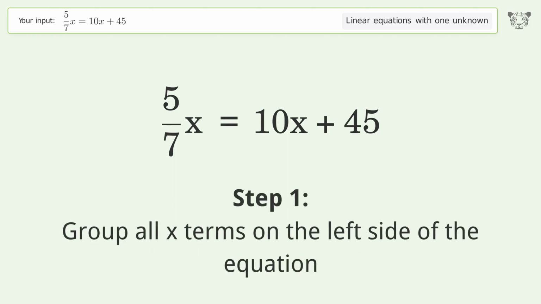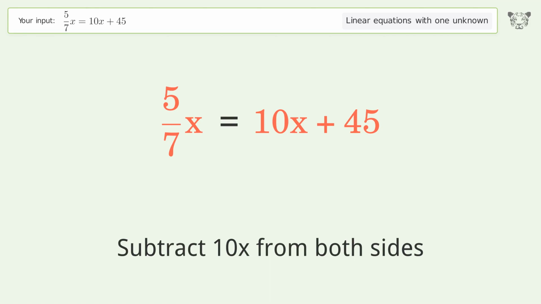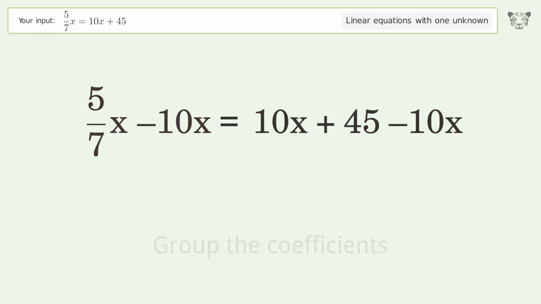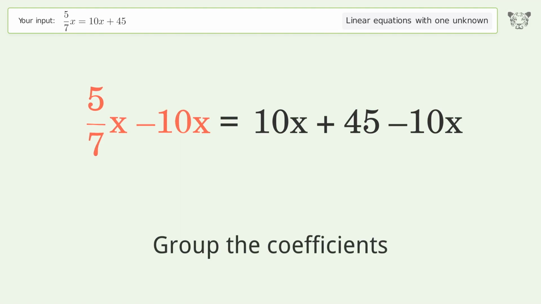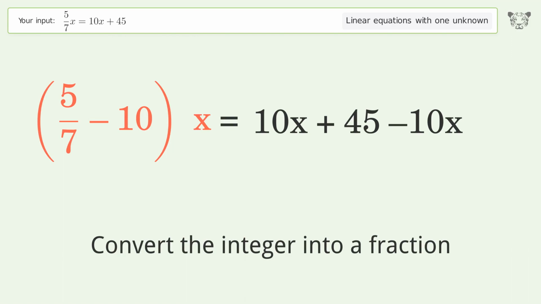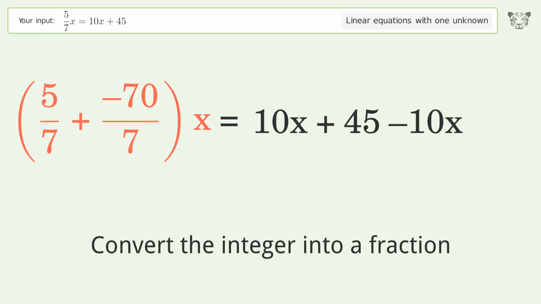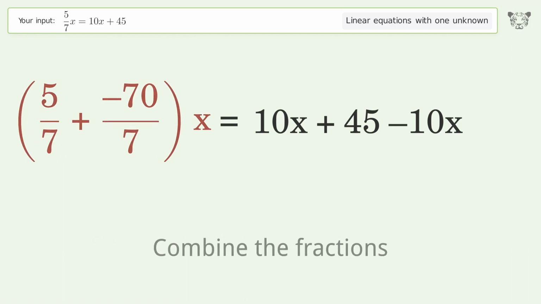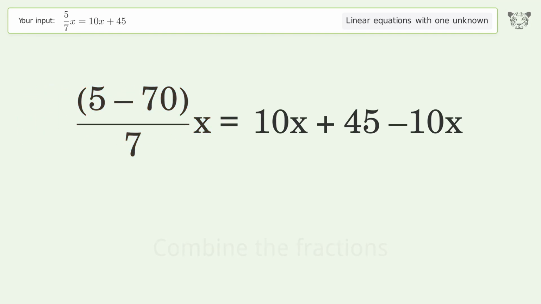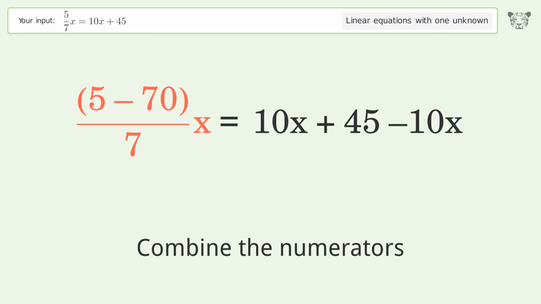Group all x terms on the left side of the equation. Subtract 10x from both sides. Group the coefficients. Convert the integer into a fraction. Combine the fractions. Combine the numerators.